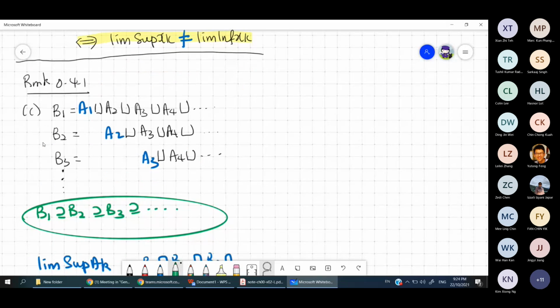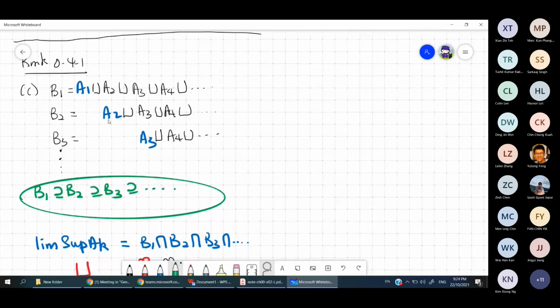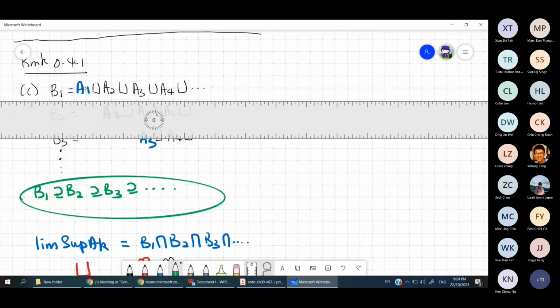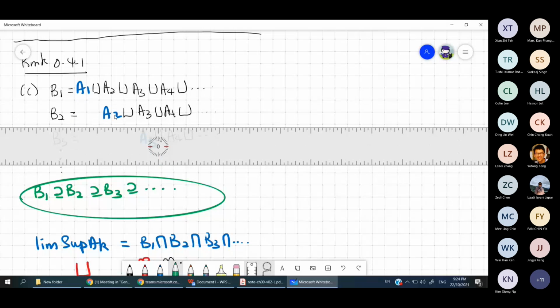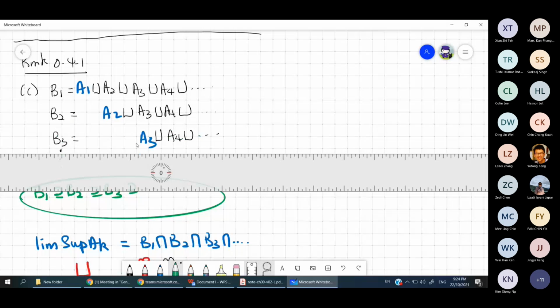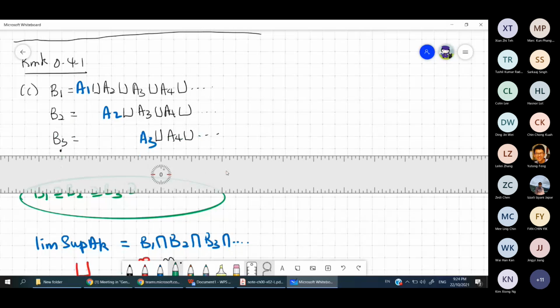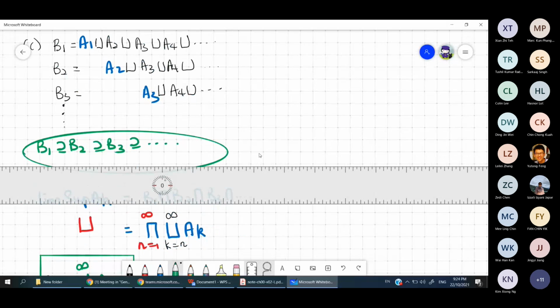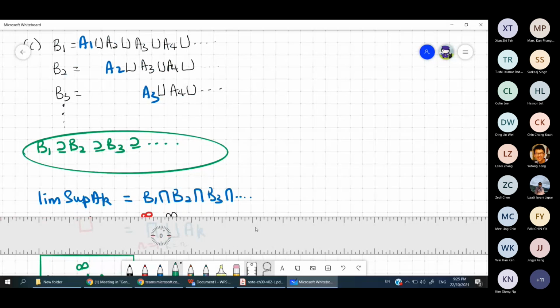To compute the limit supremum, you do it one by one. First, B1 will be the union of all the A, then B2 is the union of all the A beginning with A2, and then B3 is the union of all the A beginning with A3, and so on. From here you can get all the B. After that, to compute the limit supremum of AK, you just take the intersection of all the B. So you go through two processes: first compute B, and then take the intersection of all the B. That will be the limit supremum.